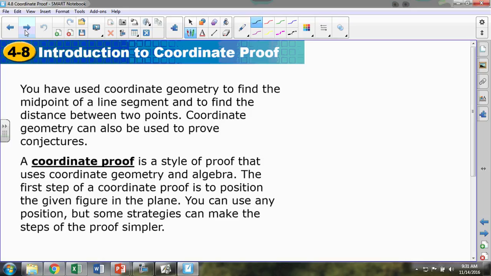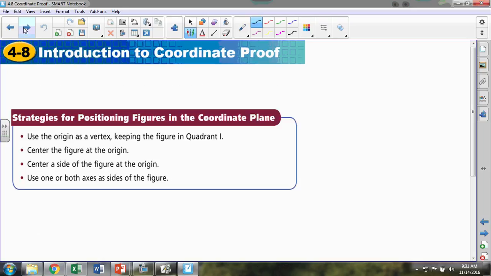There are, of course, some strategies that you can apply to help make these a little bit simpler and easier. In particular, using the vertex makes things much simpler. Using the origin as the corner, keeping something in quadrant 1 so that you don't have to mess around with negative numbers, makes it easier. Centering something on the origin, or using one of the x and y axes as a side of the figure, will all help.